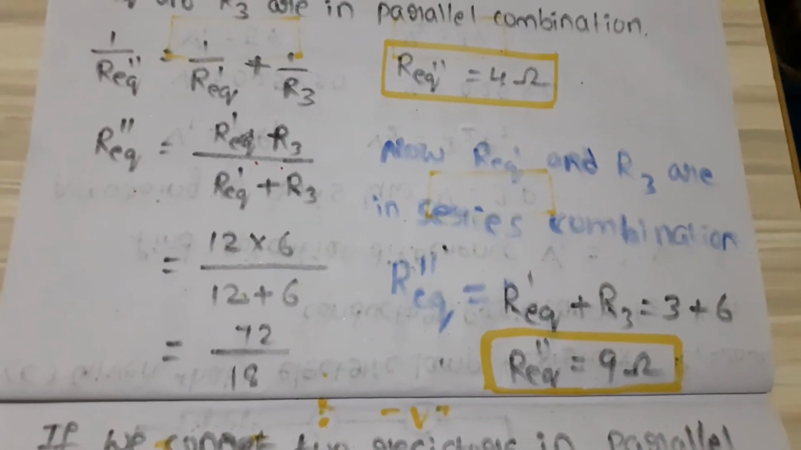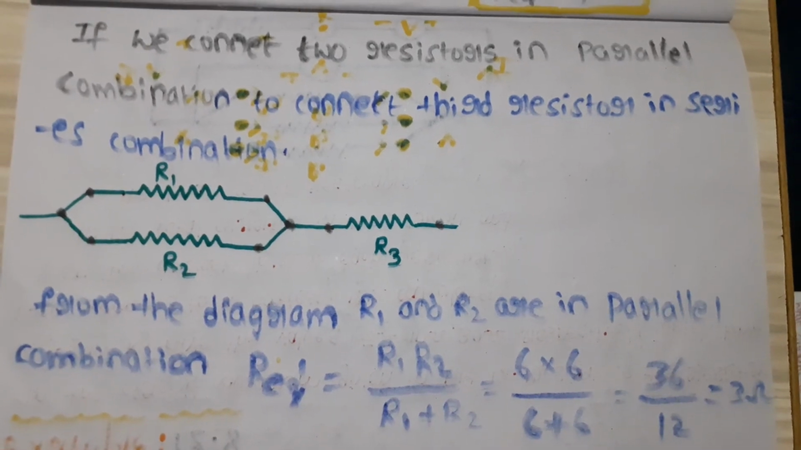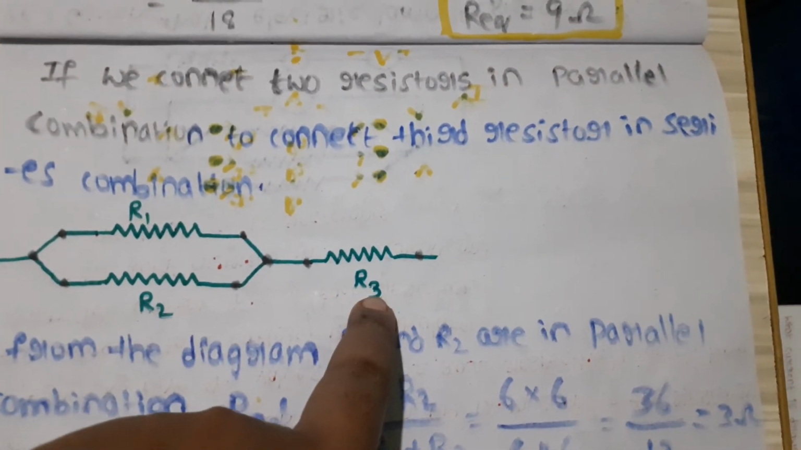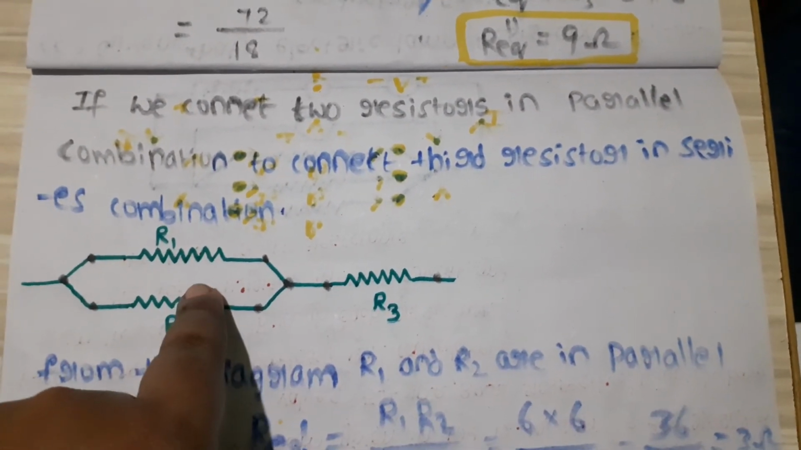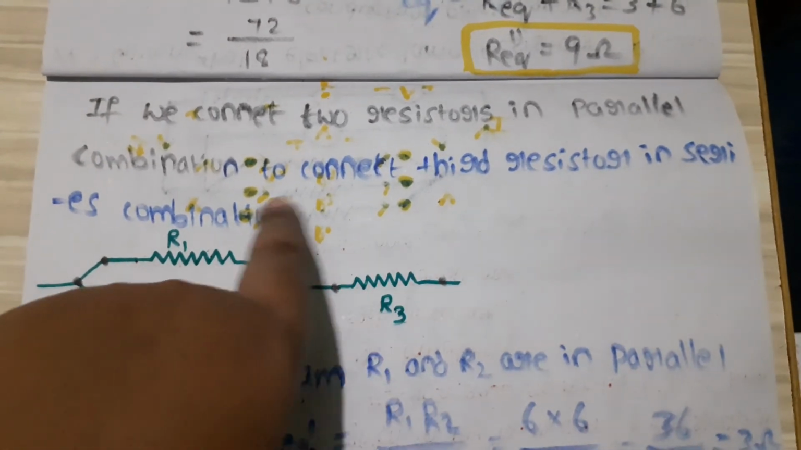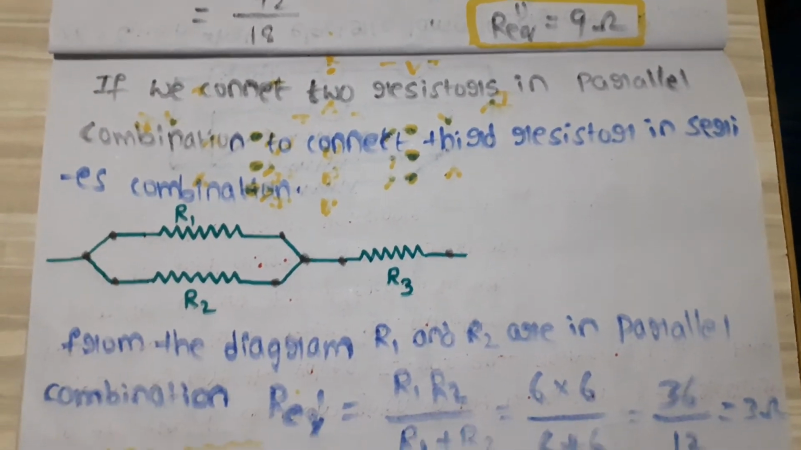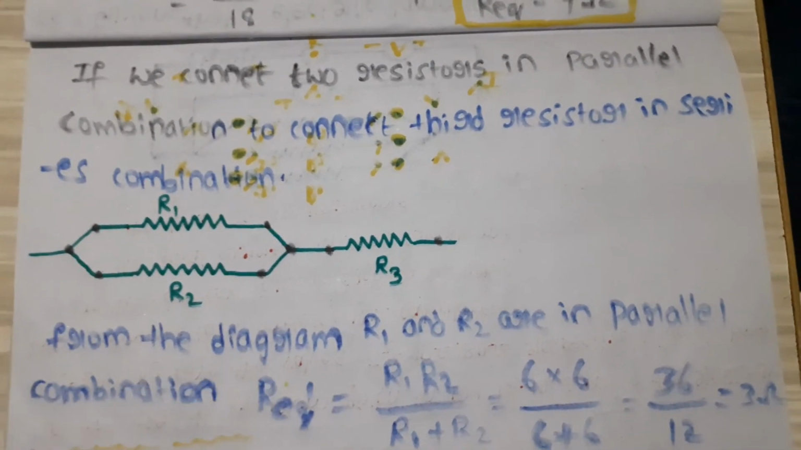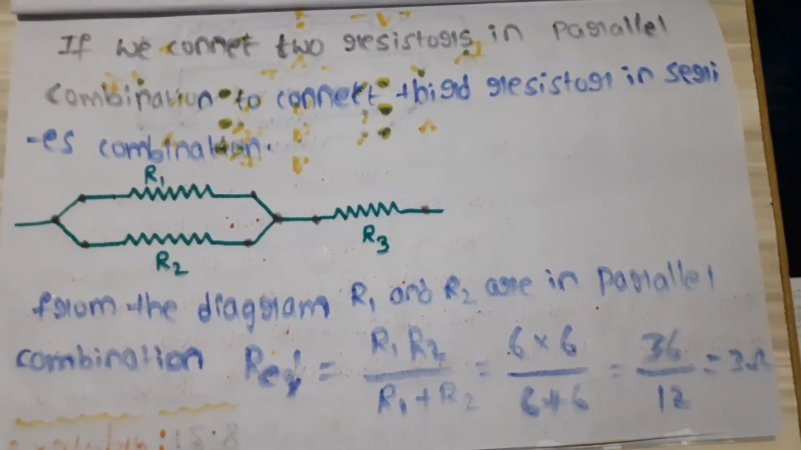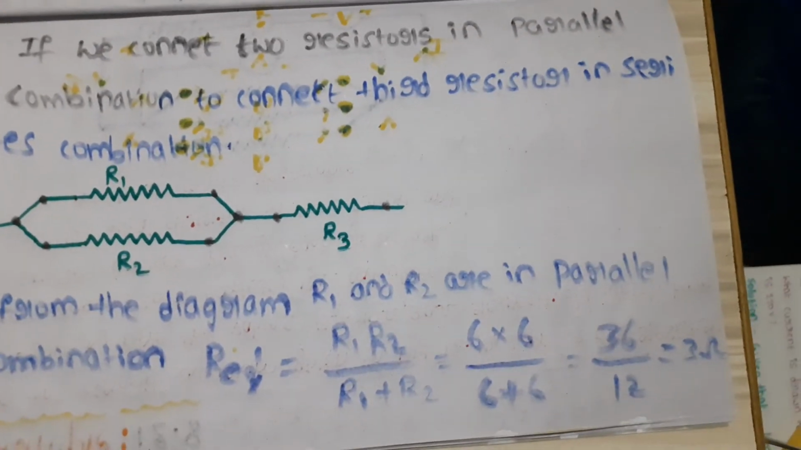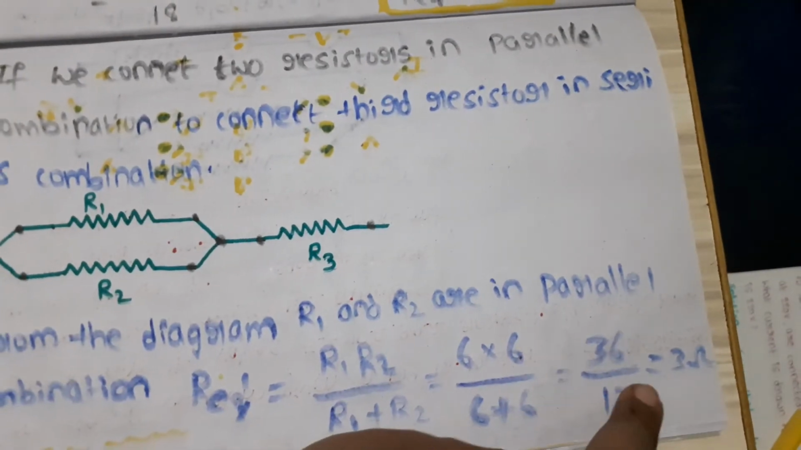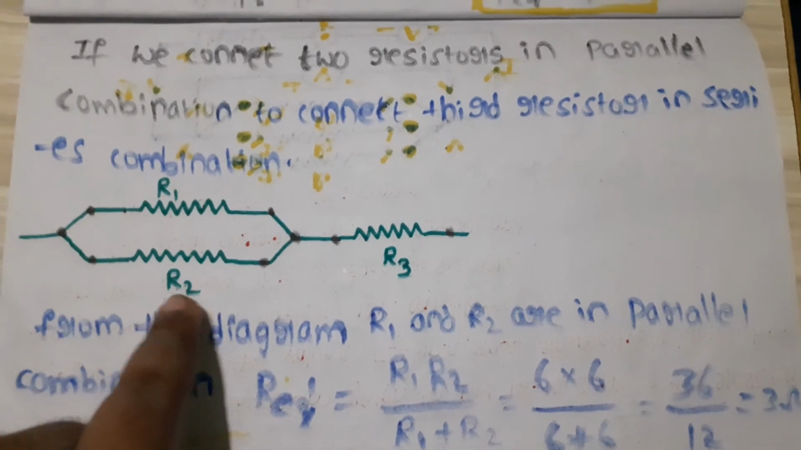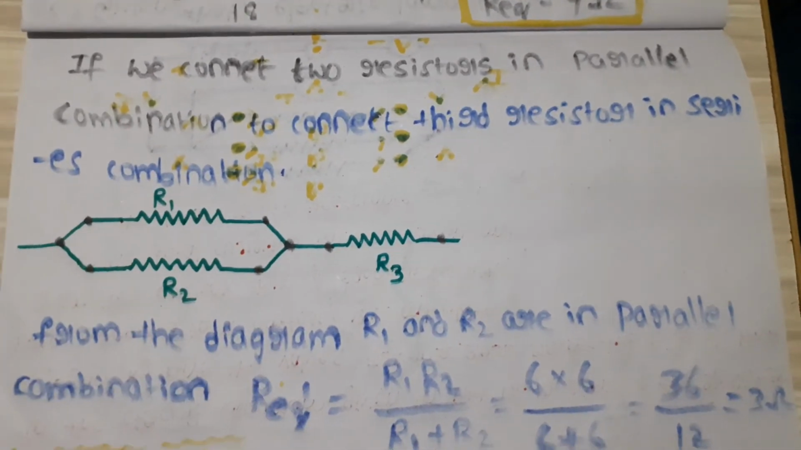Now case 4, R1 and R2 in parallel combination, R3 in series combination. So this is R equivalent dash, and the total circuit is R equivalent double dash. First of all, I am going to find R equivalent dash. In case of parallel combination, the formula is R1 R2 by R1 plus R2. 36 by 12, 3 ohms. That is the total equivalent resistance of the parallel combination.